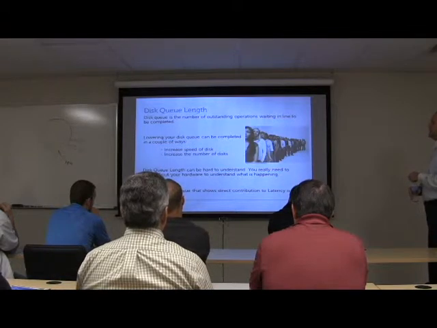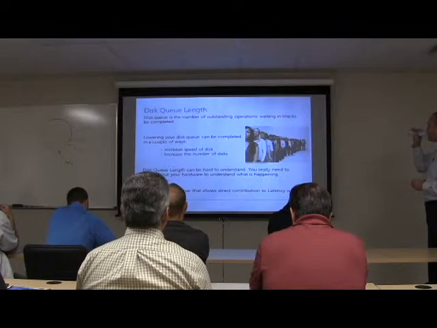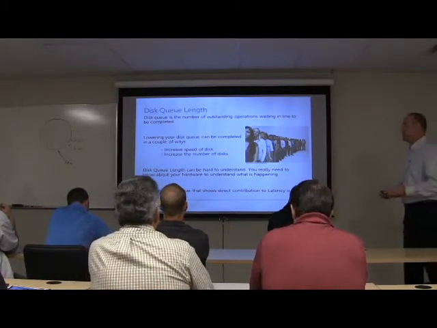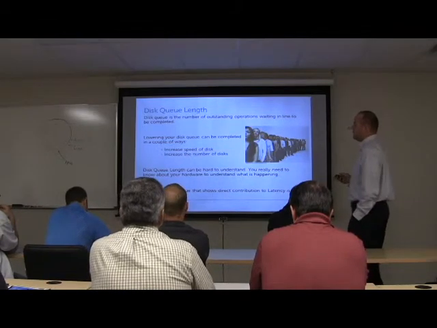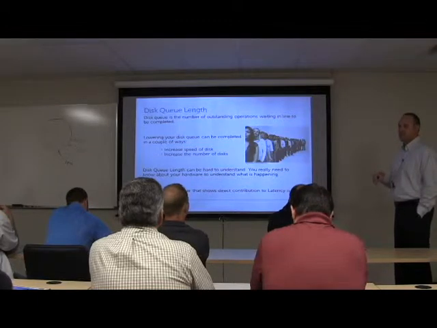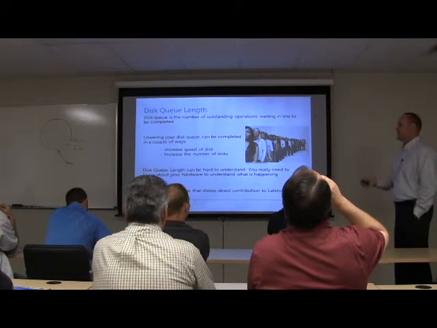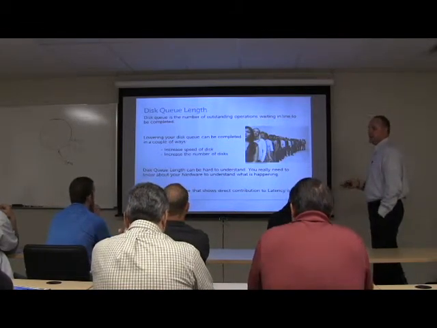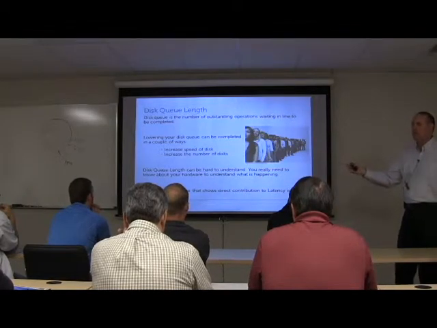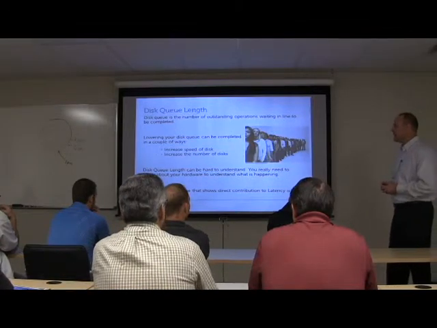So this is another metric that you look at when you're looking at performance. The disk queue length is the number of outstanding operations that are waiting to be completed. Lowering your disk queue can be done in a couple of different ways: increase the speed of the disk, go from 7.2K to 15K or 10K, or increase the number of disks, the number of spindles that you could go across. And when we virtualize on the back end, it's spindles or everything to performance.